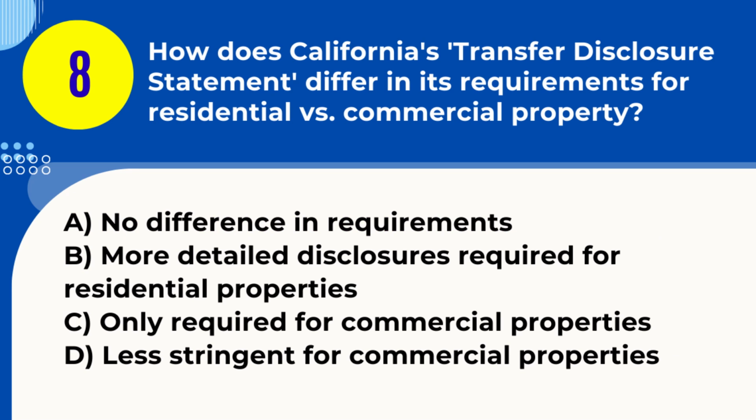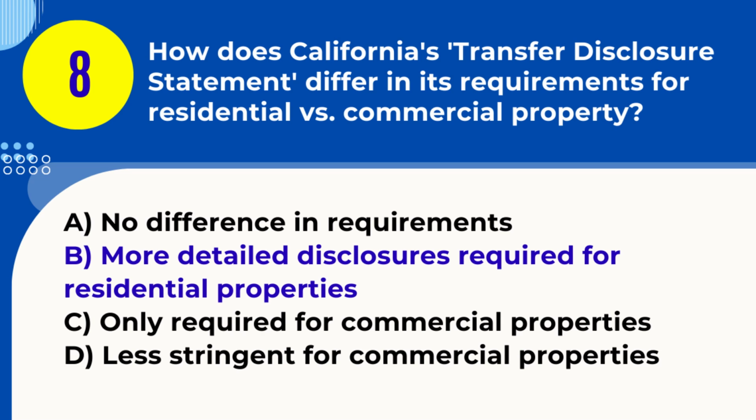Question 8. How does California's transfer disclosure statement differ in its requirements for residential versus commercial property? A. No difference in requirements. B. More detailed disclosures required for residential properties. C. Only required for commercial properties. D. Less stringent for commercial properties.